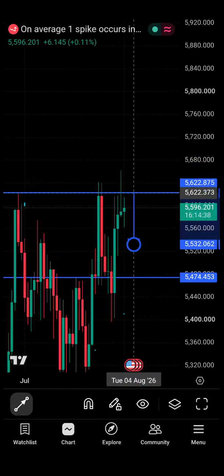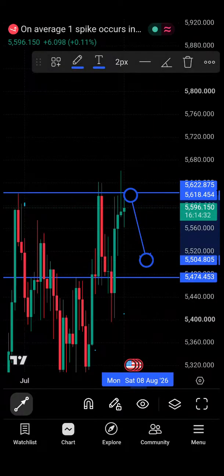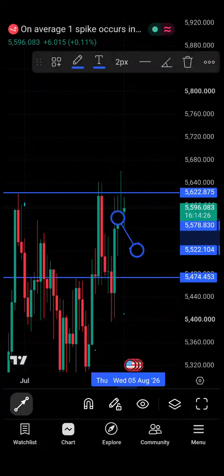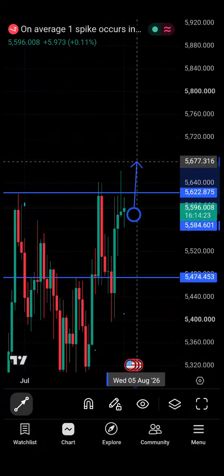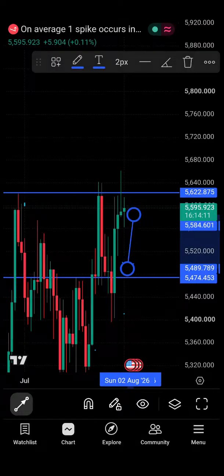We can expect the market to push to the downside, but we must wait for confirmation, guys, because the market can still break out. So we are going to look for confirmations on the smaller time frame. And remember, Boom spikes towards the upside, and Crash spikes towards the downside.